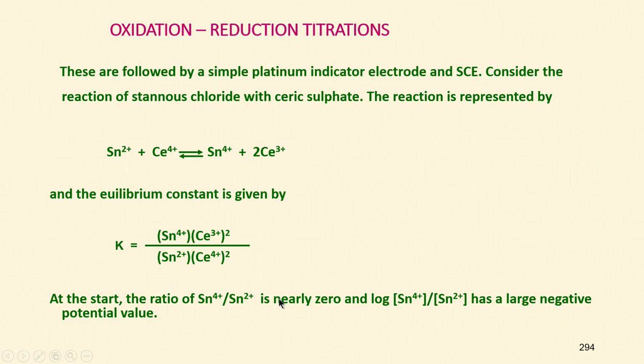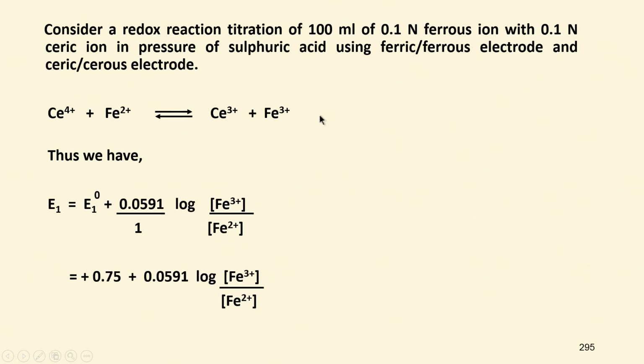So, at the start the ratio of stannic to stannous is nearly 0 because we have not added anything, and Sn4+ over Sn2+ will have a large negative value. So, if we consider this reaction titration with 100 ml of 0.1 normal ferrous sulphate and 0.1 normal ceric ion in presence of sulphuric acid using ferric ferrous electrode and ceric cerous electrode.